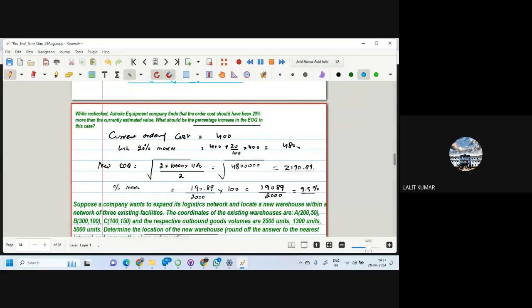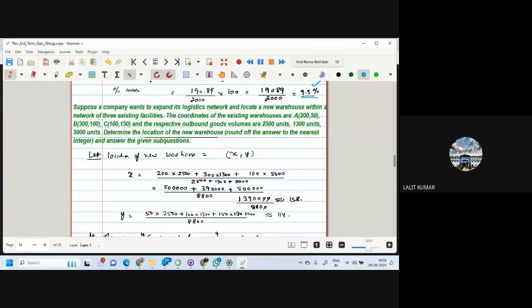Next, they say that research at Ashok Equipment Company finds that the order cost should have been 20% more than the currently estimated value. What should be the percentage increase in the EOQ? So current ordering cost was 400. They said that you should have 20% more. So with 20% more, it becomes 480. Now use 480, find a new EOQ. New EOQ comes to 2190.89, and they are asking percentage increase. So 2190.89 minus 2000, which becomes 190.89. You multiply and you get the answer 9.5%.